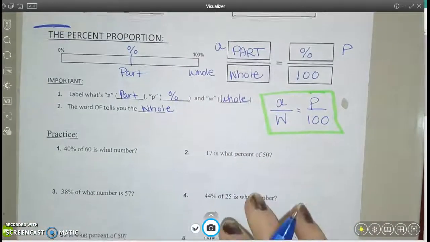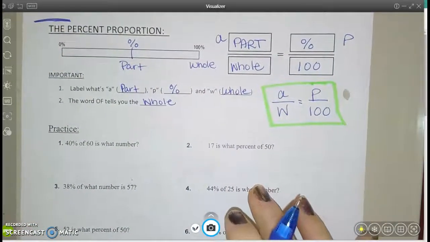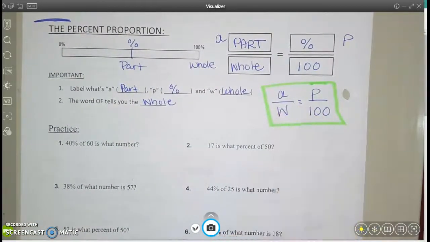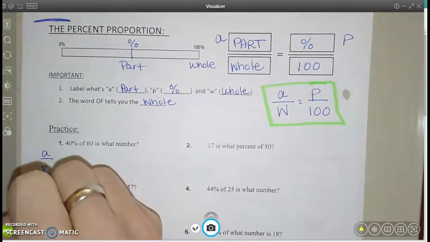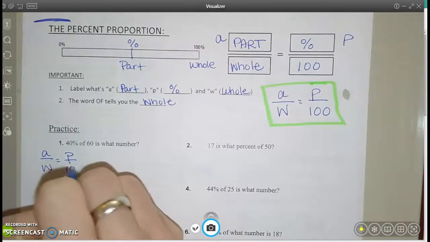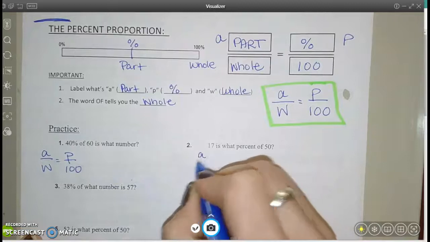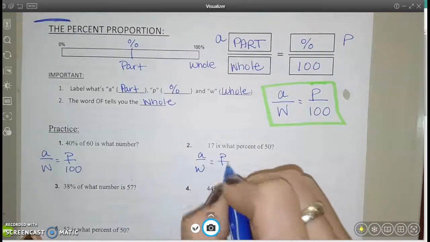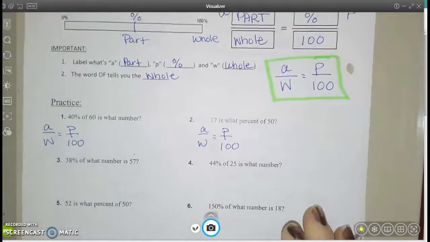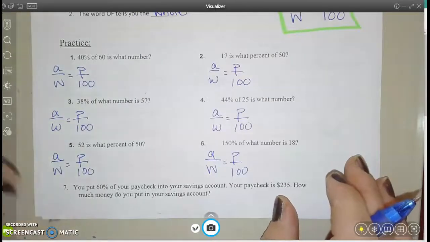I want you to take a minute right now. We're going to pause, and I want you to copy this down for every problem like this: A over W equals P over 100, and you're going to do that for every problem today. So pause and fill those in. All right, so your paper should look like this.